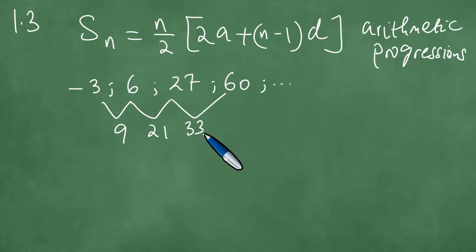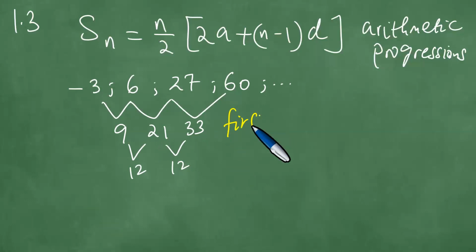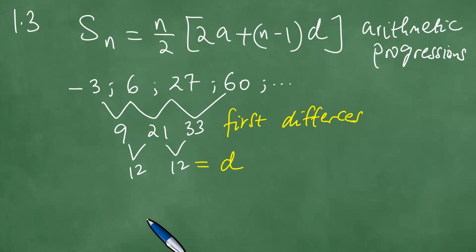Okay, these are the first differences that we've got. But now 21 minus 9 gives us 12, and 33 minus 21 gives us another 12. So these are the first differences, and it means therefore this is D, because for the first differences, this becomes the common difference.